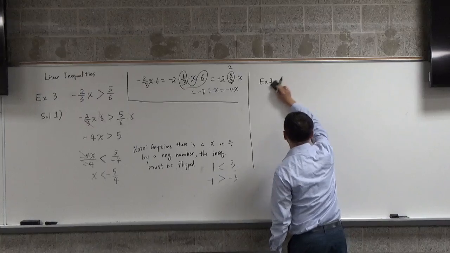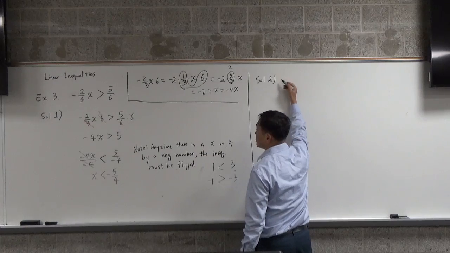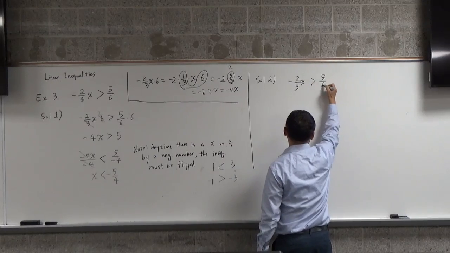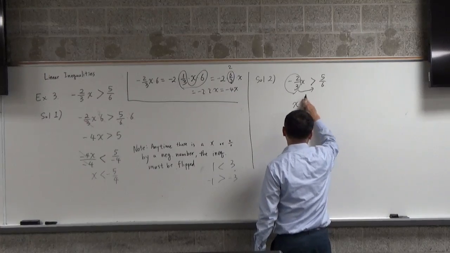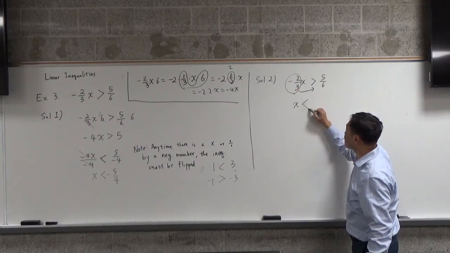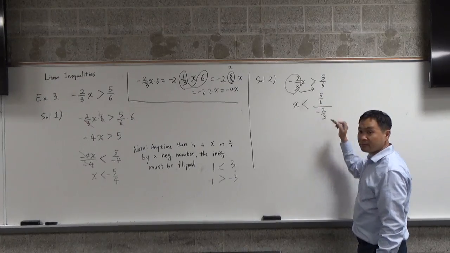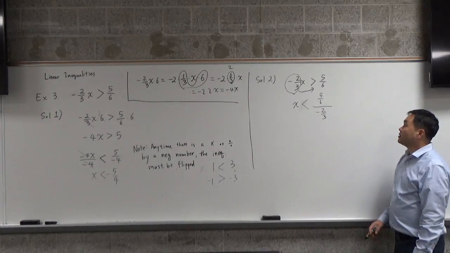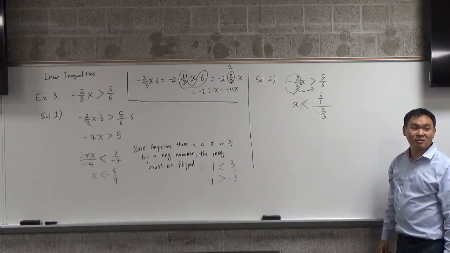Now let me give you the second solution, which is quicker. You can just take the original inequality and divide by this entire thing. Because this is a negative, you have to flip the inequality, so x is less than 5 over 6 divided by negative 2 over 3. But then the problem is, how do you divide by a fraction?